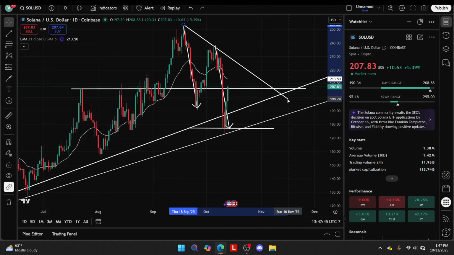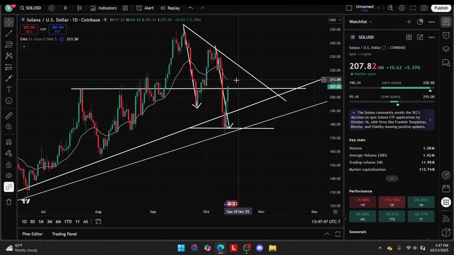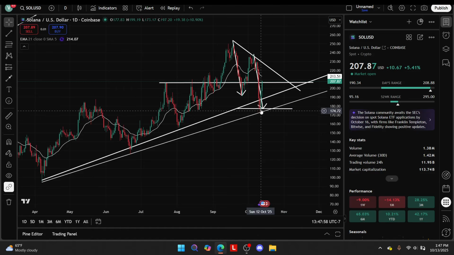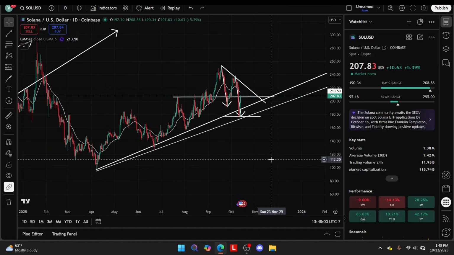I'm not even worried about this bearish trend line right here. I think you'll easily break through that. But I do want to see a strong close above 206, 207 with conviction. At least get back up to the 215s, 217s. That would be a pretty good sign for having a bottom being made and then for higher prices. So all that for Solana against the US dollar.